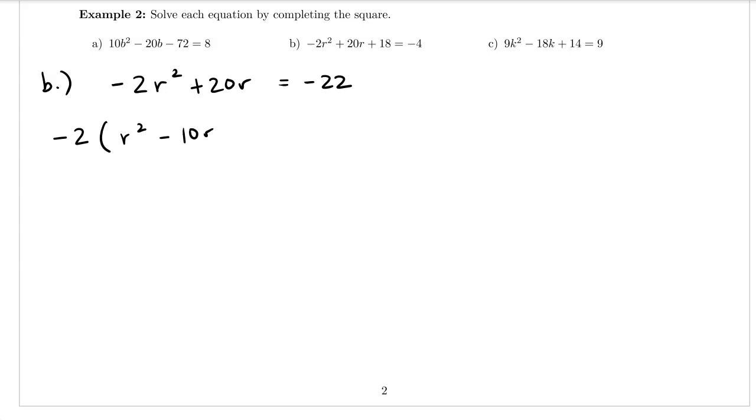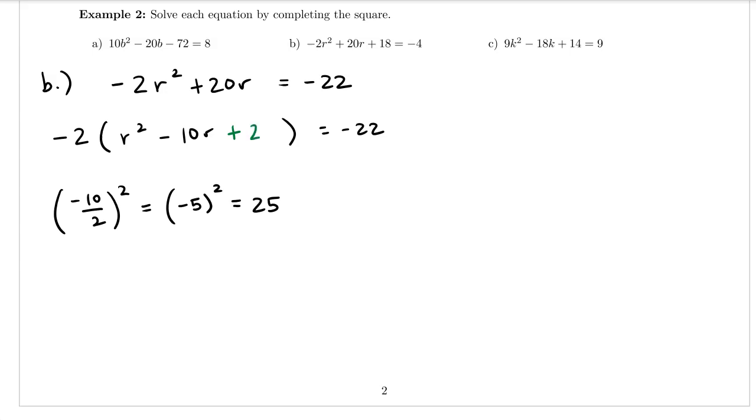Okay, so let's take our b value, which is negative 10. I'm going to cut that in half and then square that. Negative 10 divided by 2 is negative 5, and that's going to give us 25. So here I'm going to add 25. But if I distribute my leading coefficient, negative 2 times 25, it's really like I'm subtracting 50. So on this side, I need to subtract 50.